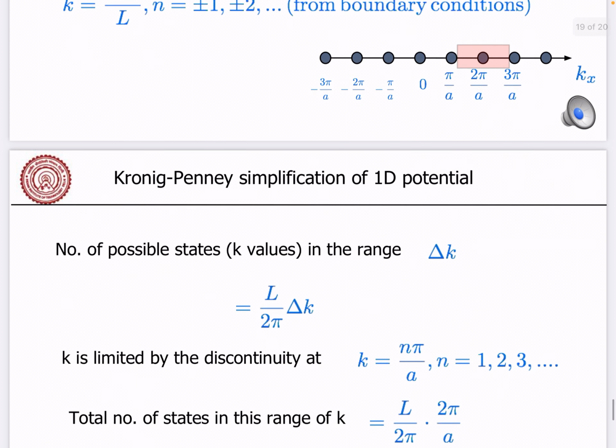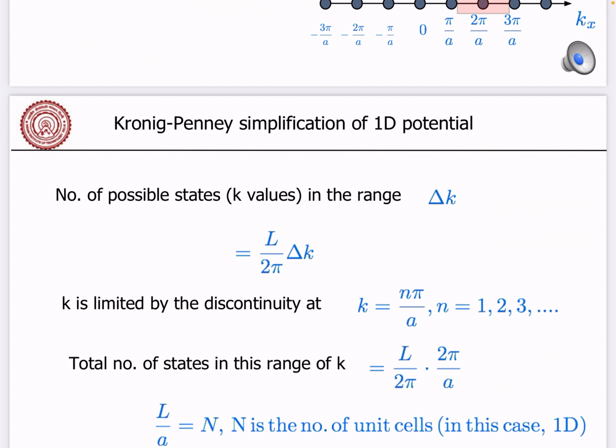So, now what is the number of possible states? That means the number of possible k values in the range of delta k will be given by L by 2π times delta k, right, because within 2π/L there is only one state. So, therefore, the number of states in the range delta k will be given by L/2π times delta k, right. Now, let us try to find out delta k.